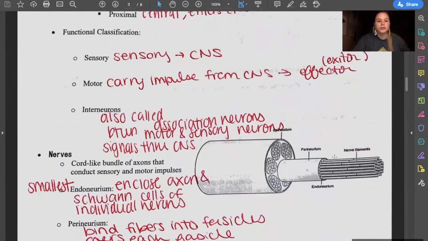All right, so our functional classifications, we have sensory, where they send the sensation to the central nervous system. We have motor, where they carry the impulse from the central nervous system to the effector or the excitor, which pretty much just means my brain knows that I need to move my arm, and it's sending that impulse from my central nervous system down to my hand to tell me to move my arm. And then we have interneurons, also called association neurons, that are between the motor and the sensory. They signal through the central nervous system, which is what we talked about seconds ago.